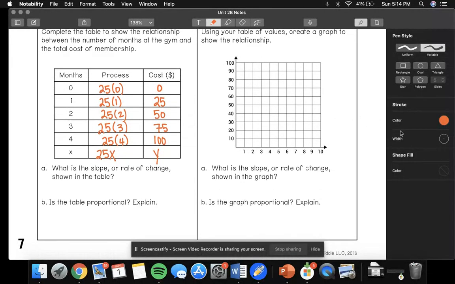Okay. So the first question for the table is, what is the slope or rate of change shown in the table? Our slope, we calculate by the change in our y over the change in our x's. So we can pick any 2 of these points. Why not just pick the first 2? The change in the cost from 0 to 25 is $25. So the change in the y is 25. And the change in the x to go from 0 months to 1 month is plus 1 month.